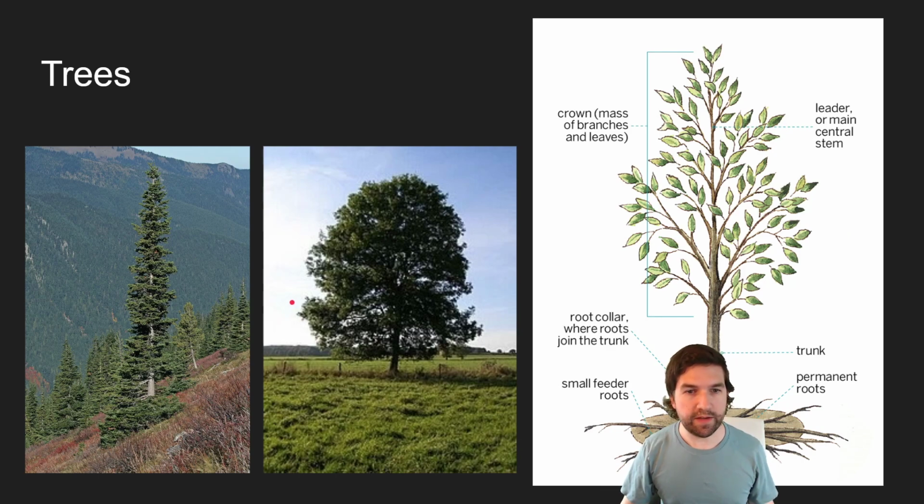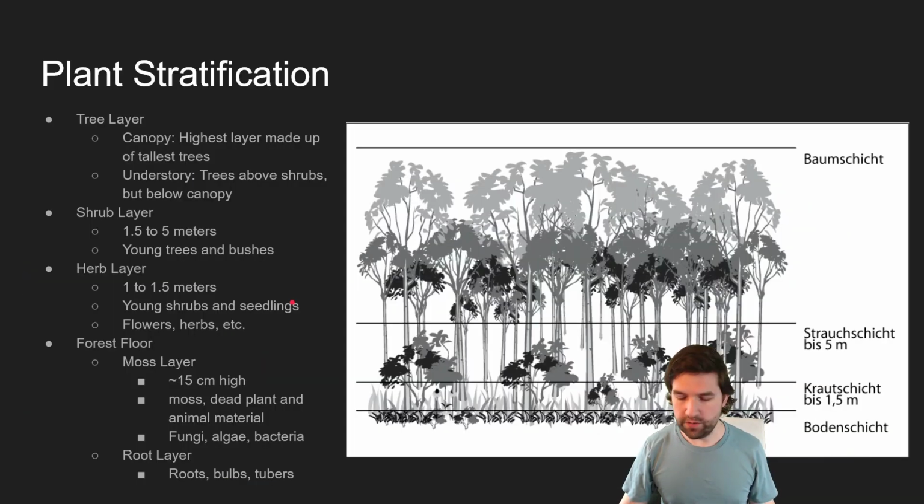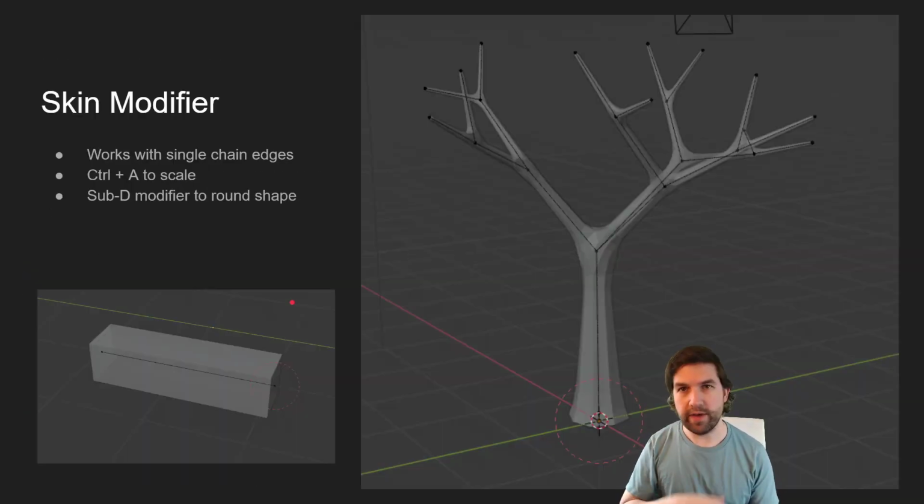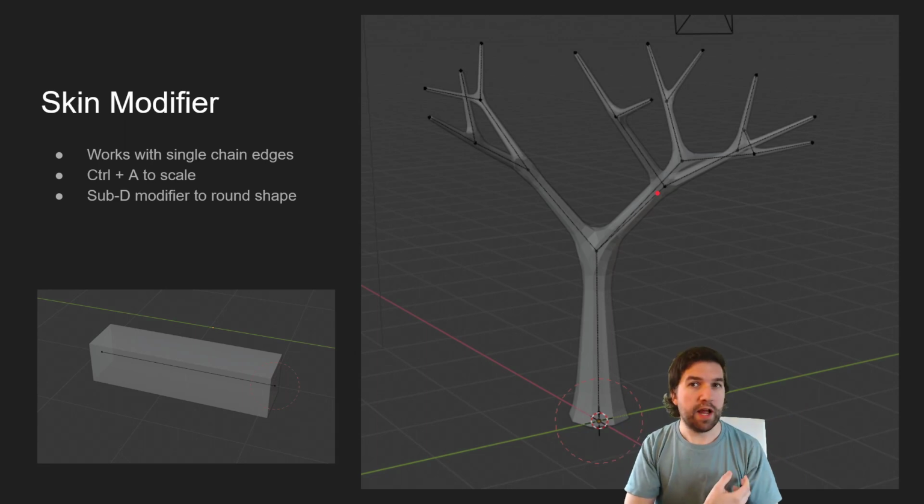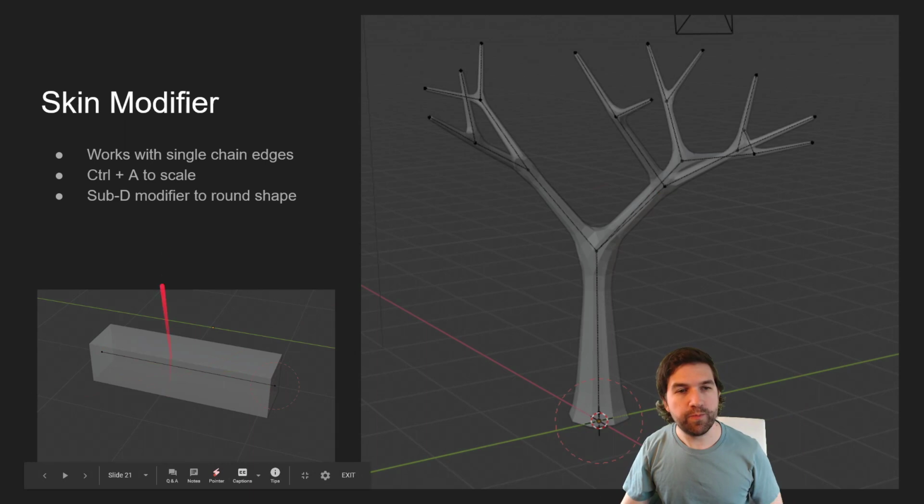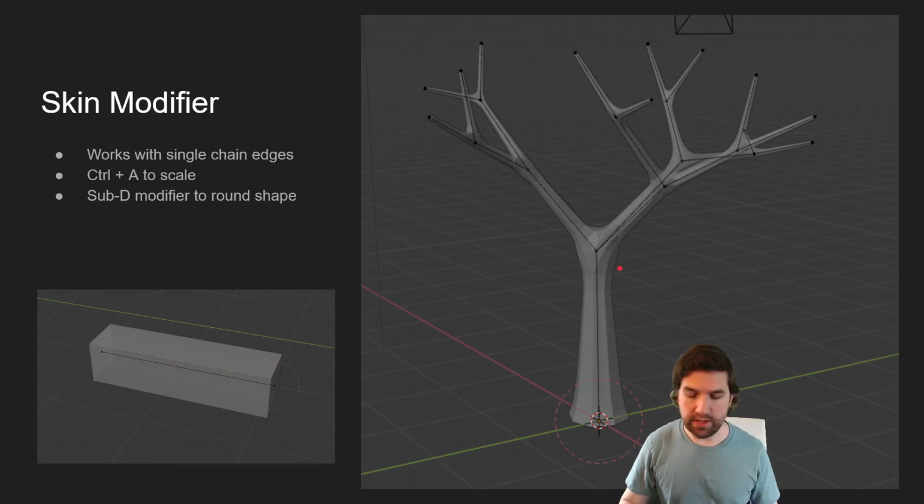So how do we make these? Well, I want to make use of a modifier here, which I'll come back to in a second, called the skin modifier, which is going to let us take a single chain of verts connected by edges and actually build a mesh around it. And then we can smooth it out. By default, it looks something like this, a little line with a cube, and then we can scale those individual elements, and it makes making trees a lot faster.